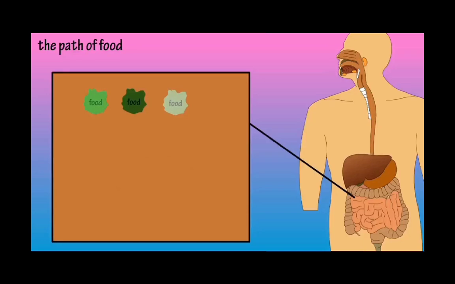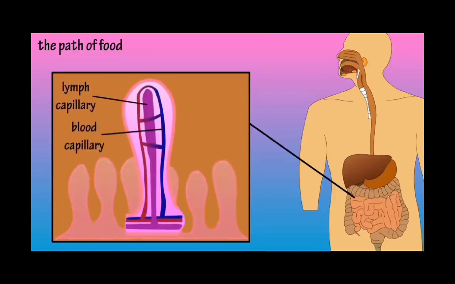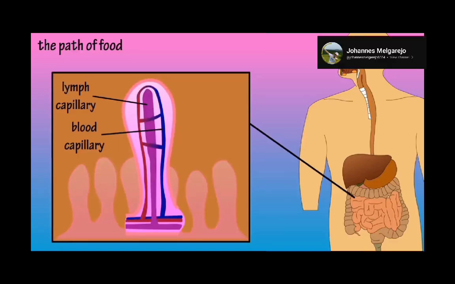The inner lining of the small intestine is covered by tiny finger-like projections called villi. These villi give the small intestine a huge surface area to allow for efficient absorption of nutrients. The nutrients pass into the interior of the villus. Inside each villus is a tiny lymph capillary and a blood capillary.